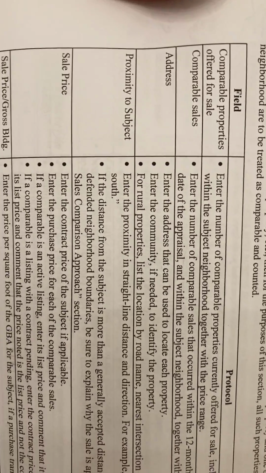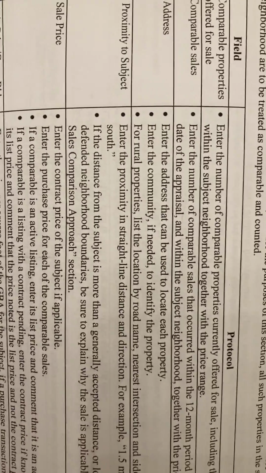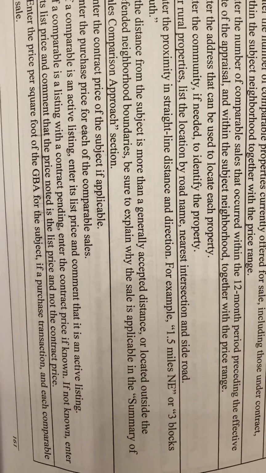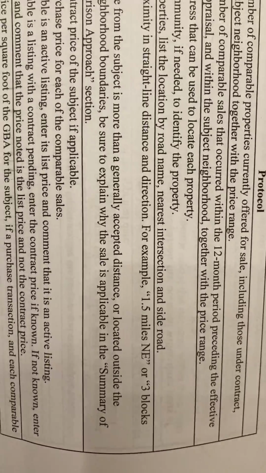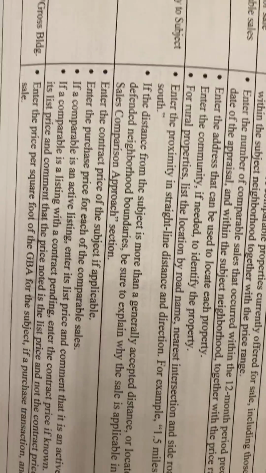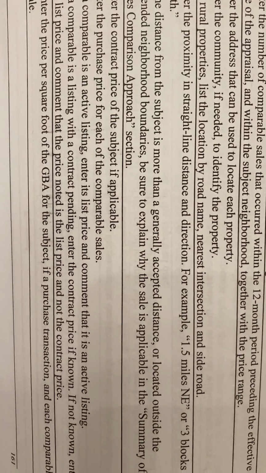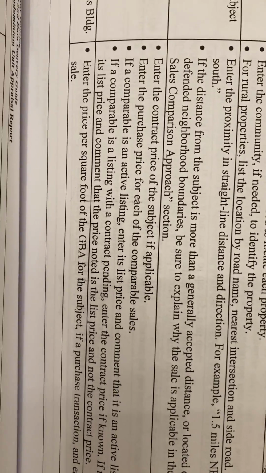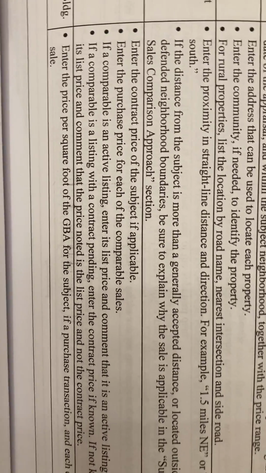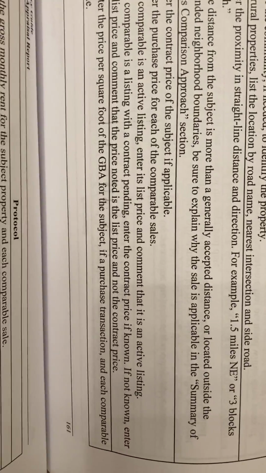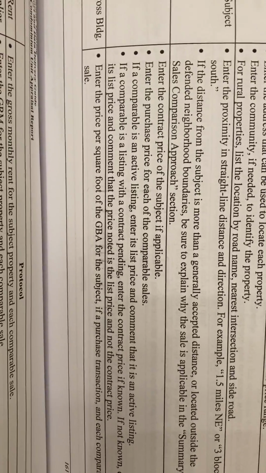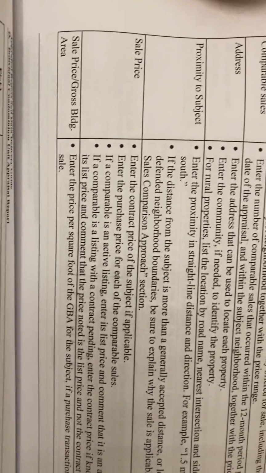Field. Proximity to subject. Protocol. Enter the proximity in straight line distance and direction. For example, 1.5 miles northeast or 3 blocks south. If the distance from the subject is more than a generally accepted distance or located outside the defined neighborhood boundaries, be sure to explain why the sale is applicable in the Summary of Sales Comparison Approach section.